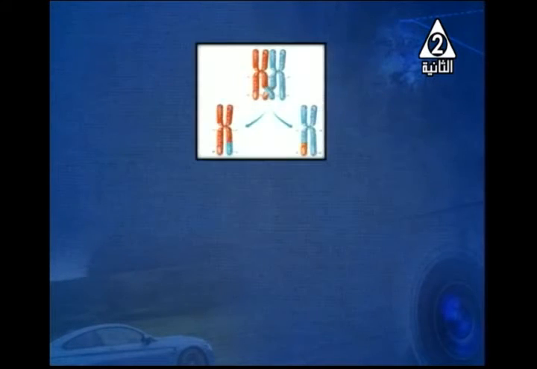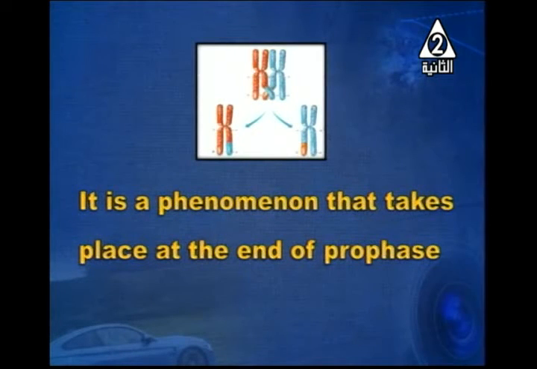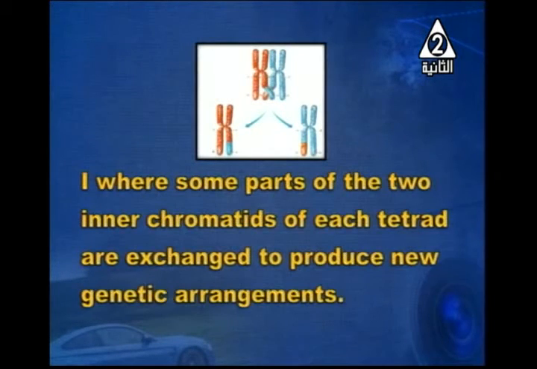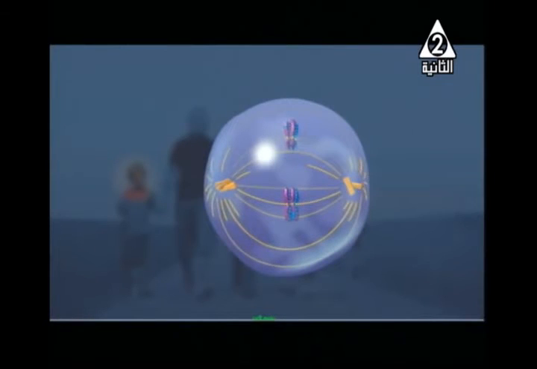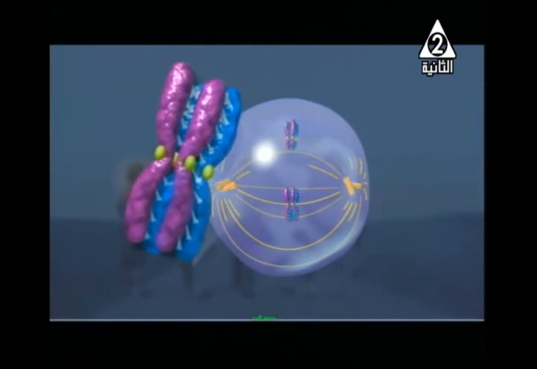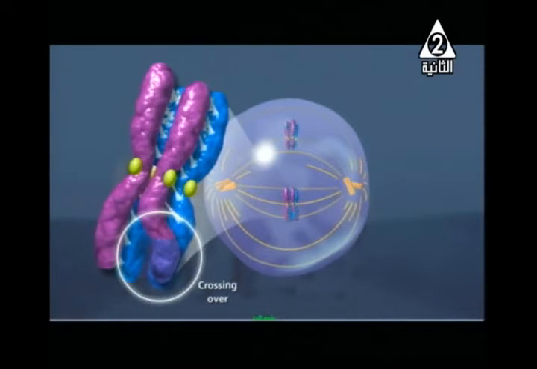What is meant by the crossing over phenomenon? The crossing over phenomenon takes place at the end of prophase 1, where some parts of the two inner chromatids of each tetrad are exchanged to produce a new genetic arrangement. As shown in the figure, two parts of the inner chromatids are exchanged during their connection to form tetrads in the first meiotic division in the first prophase.